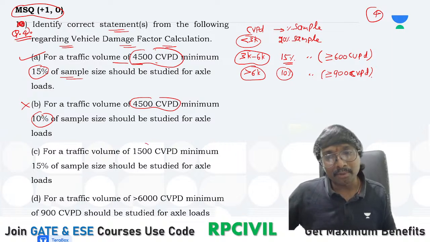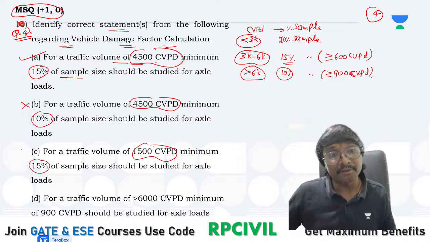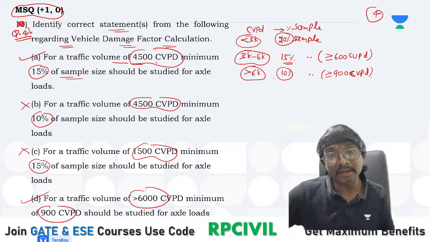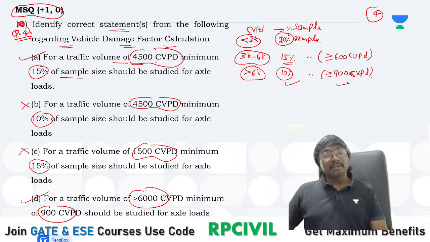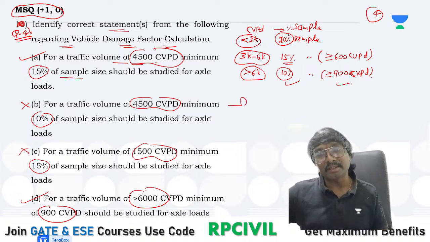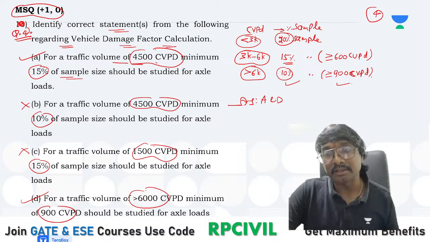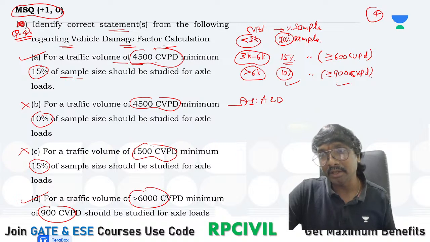For a traffic volume of this 1500, it will come under the first one, lesser than 3000. Then 15% sample size? Is it 15% or that is your 20% sample size? 20% sample size. For a traffic volume of greater than 6000, minimum 900. Yes, absolutely correct. Minimum 10% or this 900, right? So which options will be the correct answers now? Options A and D will be the correct answers. You can see if you just observe, right? Is it clear now, everyone?